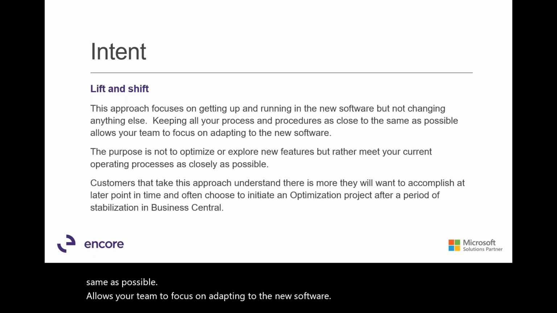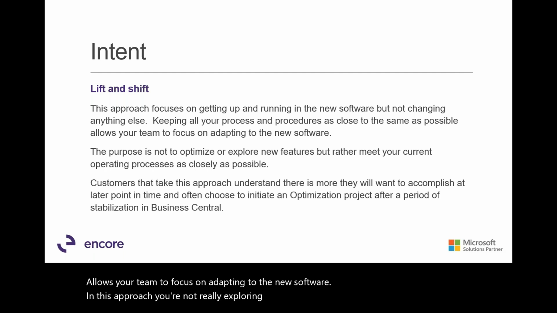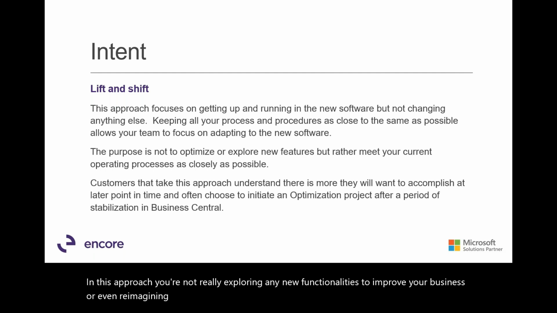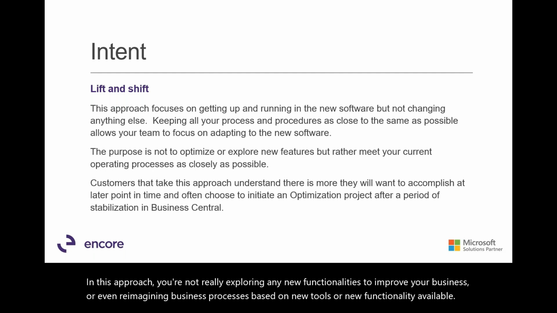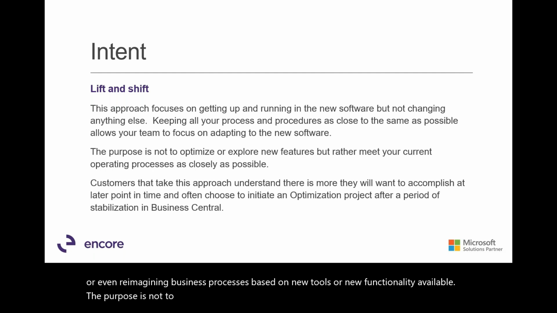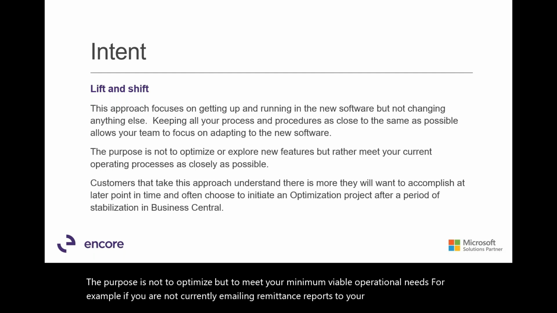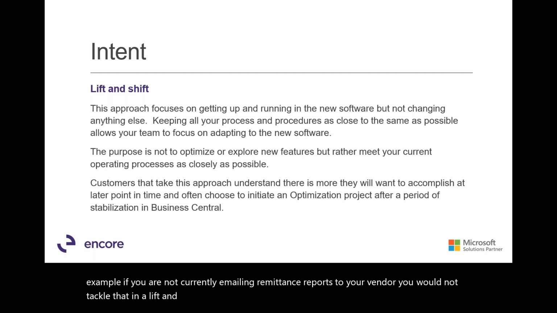In this approach, you're not really exploring any new functionalities to improve your business or even reimagining business processes based on new tools or new functionality available. The purpose is not to optimize, but to meet your minimum viable operational needs. For example, if you are not currently emailing remittance reports to your vendor, you would not tackle that in a lift and shift approach, even though it is something that can be done with standard functionality out of Business Central.